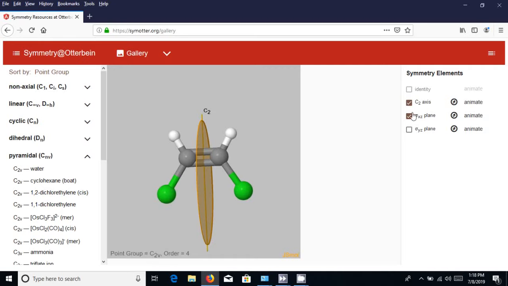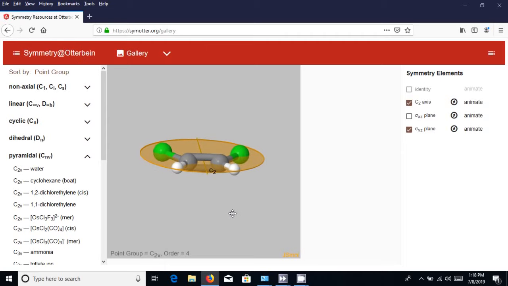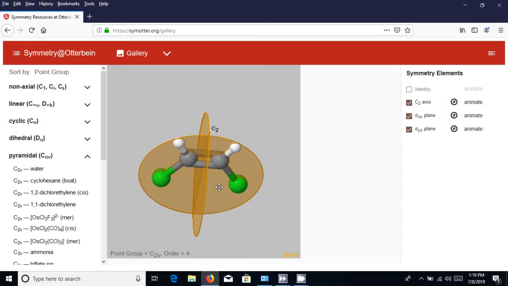And if I remove that particular sigma plane and show you another sigma plane, then you will find this is another sigma plane, and it is also bisecting all the bonds and the atoms present in the molecule. You see it is bisecting two hydrogens, two chlorines, and the two carbons along with the bond. So to show you all the symmetry elements present in it, I put in one more sigma plane. So this is cis-1,2-dichloroethylene, which belongs to the C2v point group.